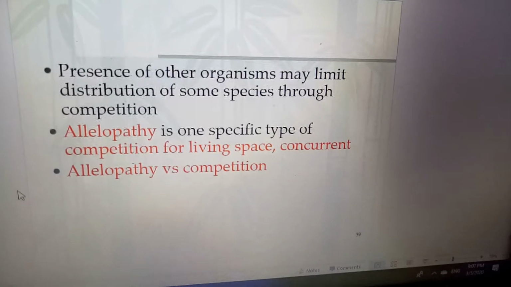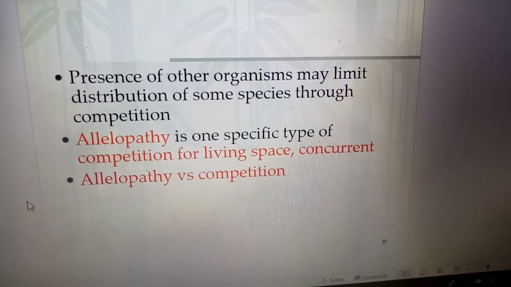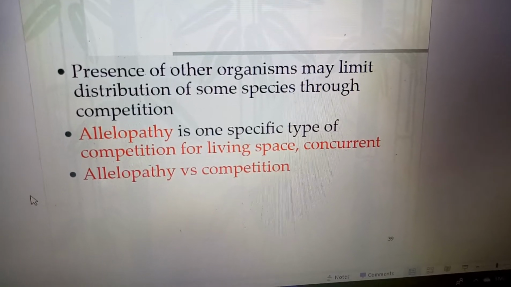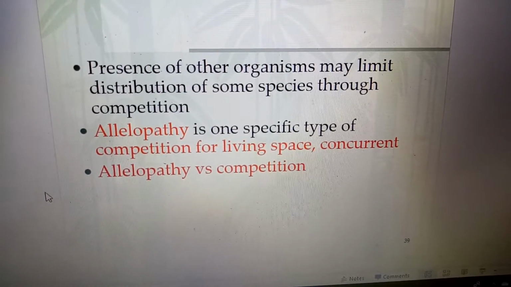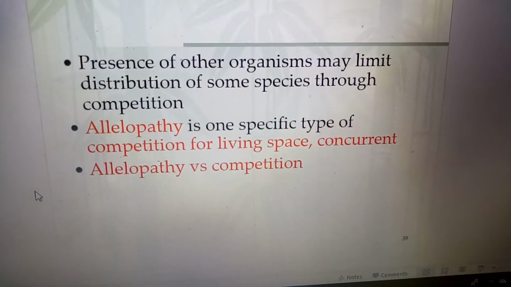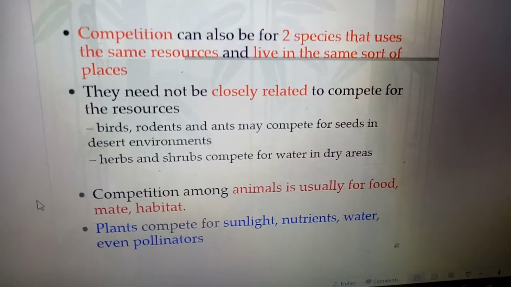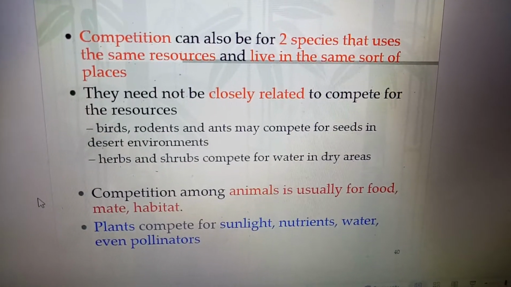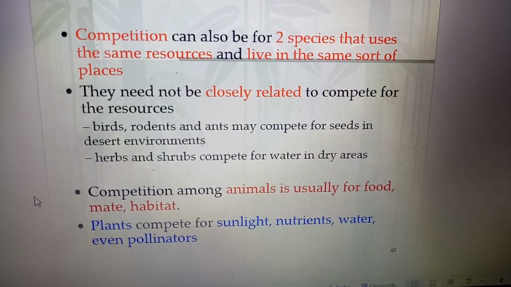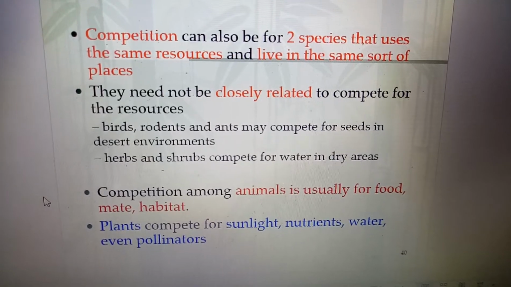Okay, about competition, this is another subchapter. The presence of other organisms may limit the distribution of some species through competition. Allelopathy is one specific type of competition for living space. Competition can also be between two species that use the same resources and live in the same sort of places. They need not be closely related to compete for resources.